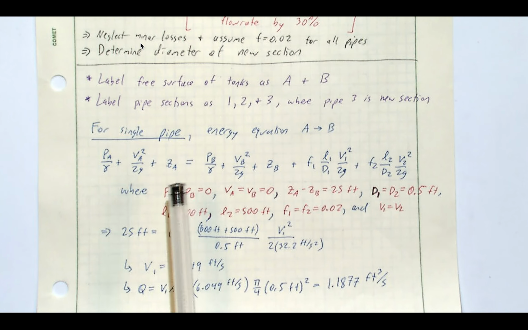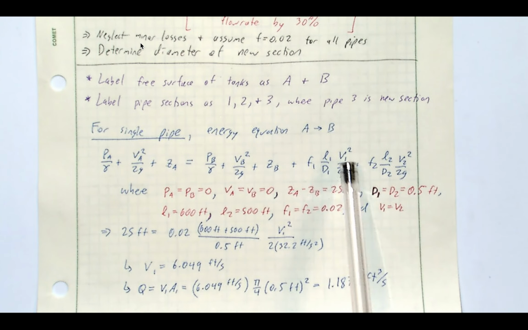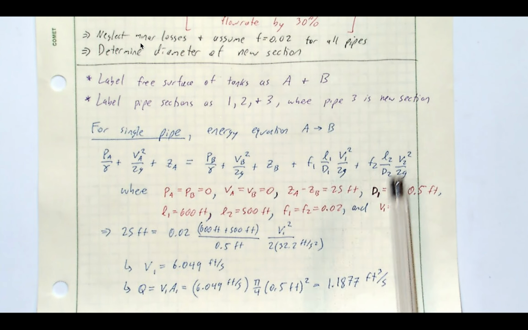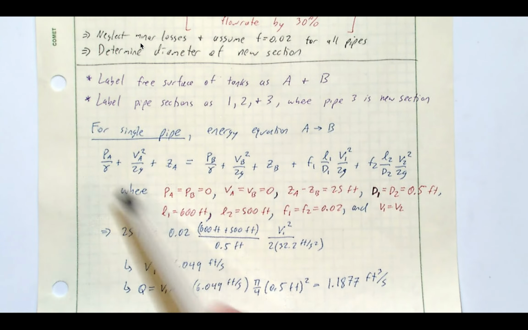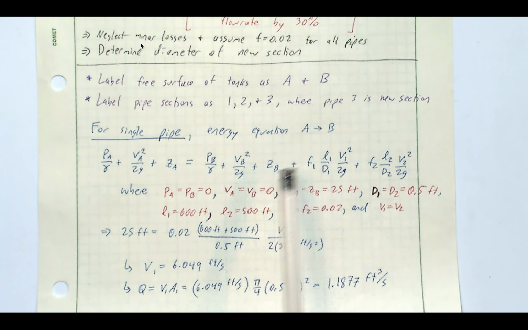So in our energy equation, we have velocities at the free surfaces, which are 0. But then our major losses involve the velocities in the pipes, which we don't know yet. That's going to be part of the calculation. In fact, it's the only thing unknown in this entire equation.